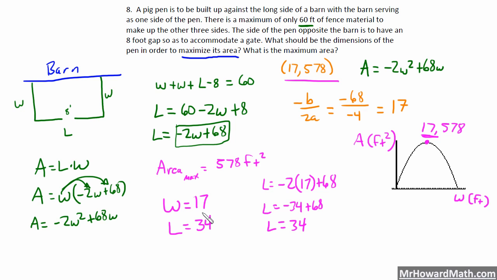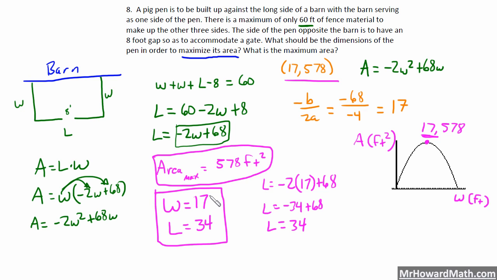So here we have it. We want a width of 17, a length of 34, and the max area of that would be, with a width of 17 here and a length of 34 with this part and this part, the max area for this pen of 578 square feet. So those are our two answers. All right, let's move on to the last problem in our review, problem 9.